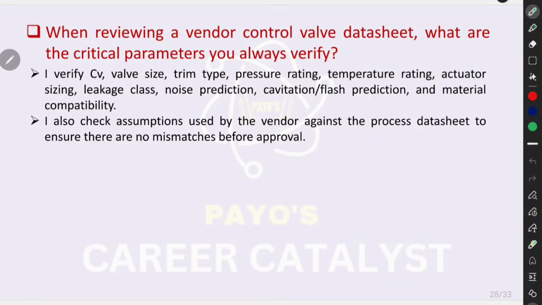When reviewing a vendor control valve datasheet, what are the critical parameters you always verify? I verify Cv, valve size, trim type, pressure rating, temperature rating, actuator sizing, leakage class, noise prediction, cavitation or flashing prediction, and material compatibility. I also check assumptions used by the vendor against the process datasheet to ensure there are no mismatches before the approval of the datasheet.